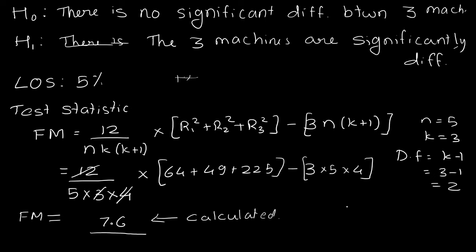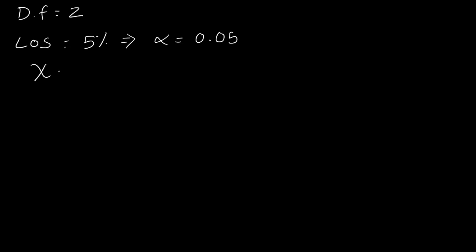Now, in this case, how to calculate the critical value? The degree of freedom we have calculated, that is k minus 1, comes out to be 2. If my level of significance was set at 5%, that means alpha is equal to 0.05. I will use my chi-square table.